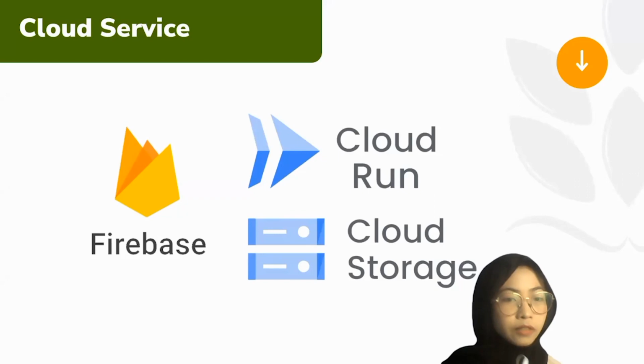These are some of the services used by us from the cloud computing team. First, we utilize database storage using Firebase and Firestore to store the data needed for the application. Cloud Run for deploying the machine learning model API. Cloud Storage to store image assets for the application.